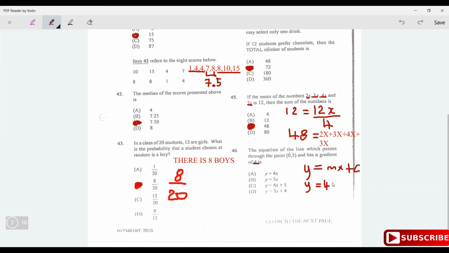But we need to find out what is c. But we know c occurs when x is 0. And so y is equal to 4x plus 5, because what they're giving you is the c value, the y-intercept. So y is equal to 4x plus 5. Too easy, soft.